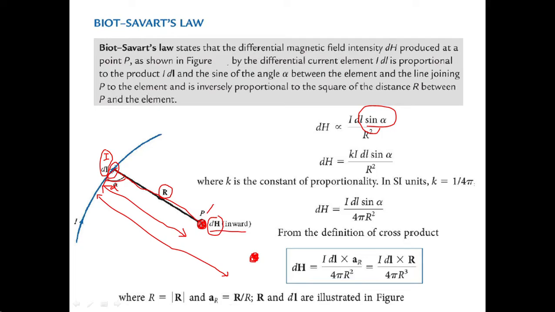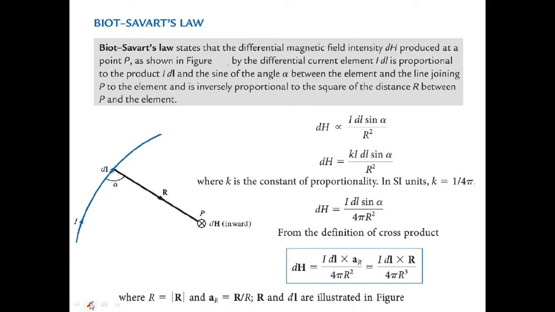So now coming to the mathematical part. Now we'll write the equation part of the law. The differential magnetic field intensity is directly proportional to the current element, the differential current element IDL, into the sine of the angle between the line joining the current element and the point, and inversely proportional to the square of the distance between them, right?